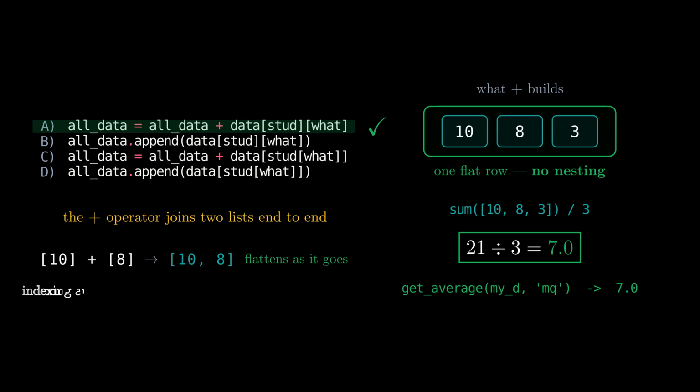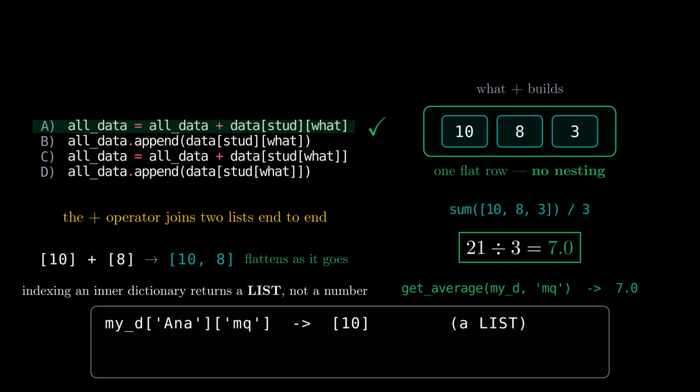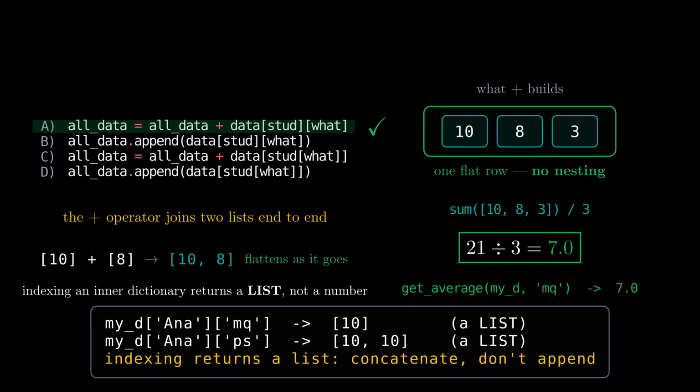The insight to carry away: indexing an inner dictionary by MQ or PS returns the value stored there, and that value is a list, not a number. For Anna, MQ is the list containing 10. PS is the list 10, 10. Because you're gathering lists, you concatenate them, you don't append.